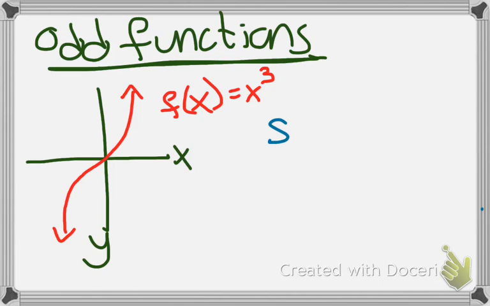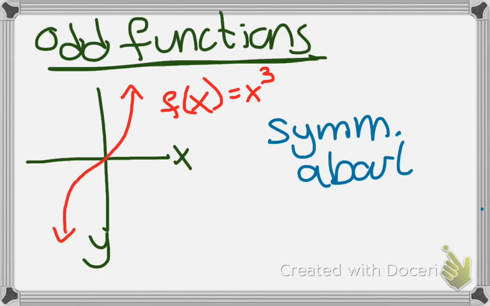And that is what is called symmetric about the origin, meaning if I were to leave the origin the same and just flip my picture upside down, I would end up with the same picture, and that's what it means to be an odd function.